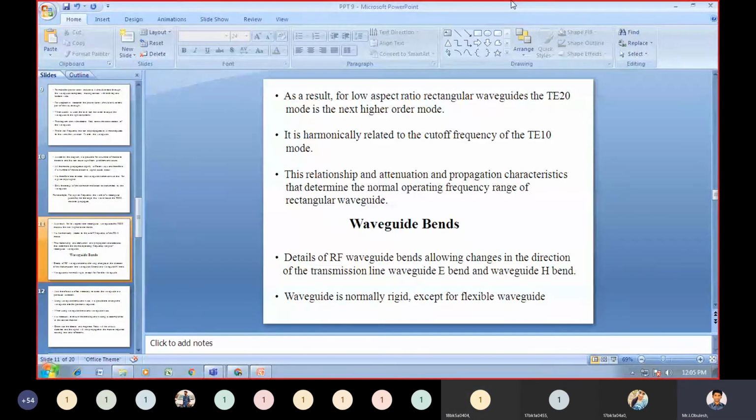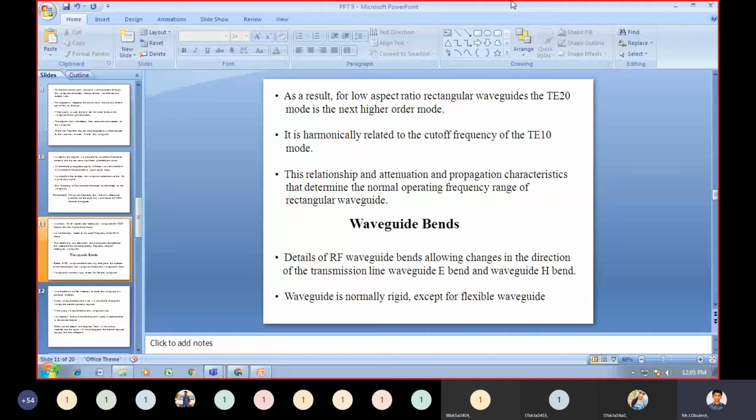The relationship between the attenuation and propagation characteristics: you need to determine the normal operating frequency range of the rectangular waveguide. With the help of that normal operating frequency range only, you need to define the relationship between attenuation and propagation, the characteristics of attenuation and propagation.